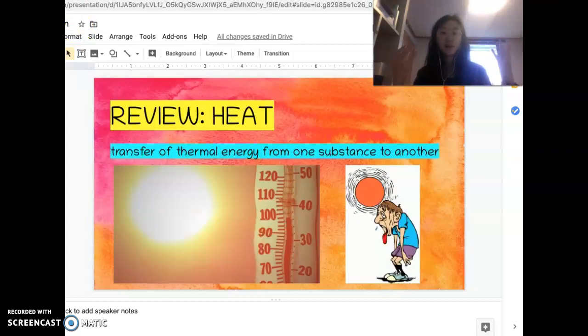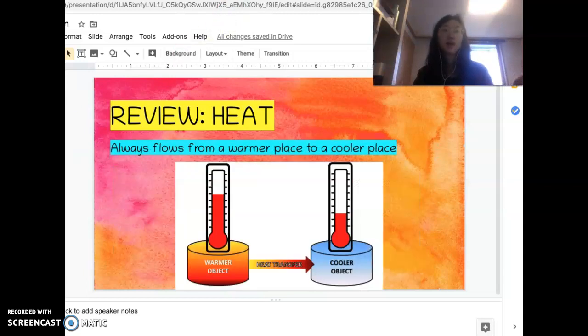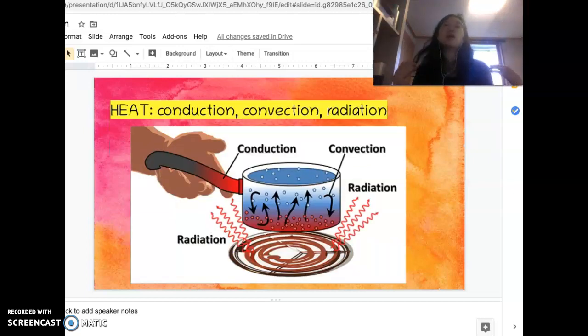So we talked about heat and what that means. So heat is the transfer of thermal energy from one substance to another substance. And heat always travels from a warmer place to a cooler place, right? And the three ways that heat transfers or moves are conduction, convection, and radiation.